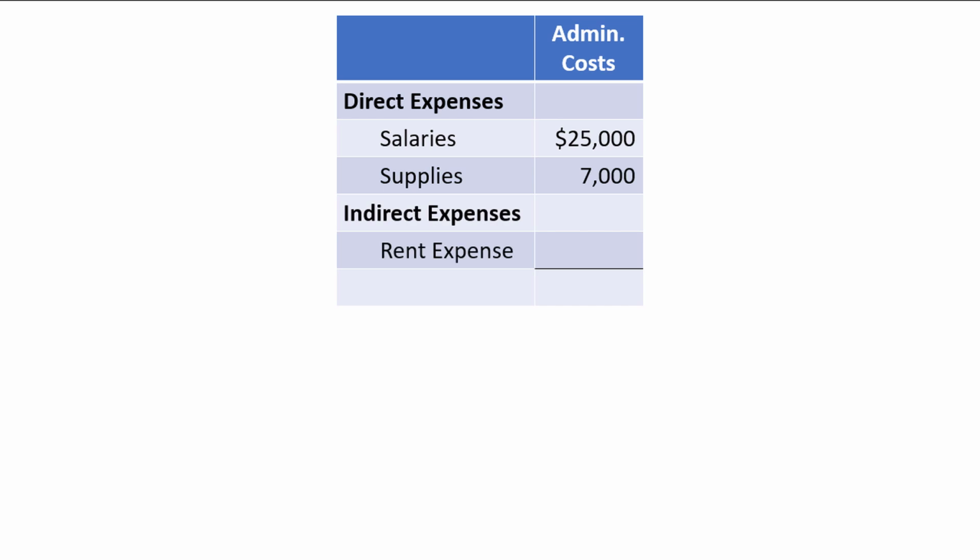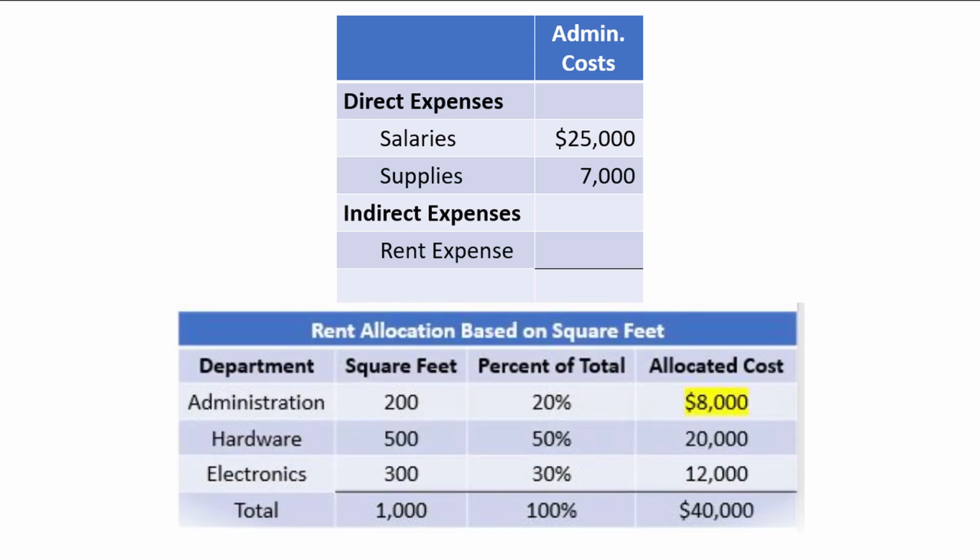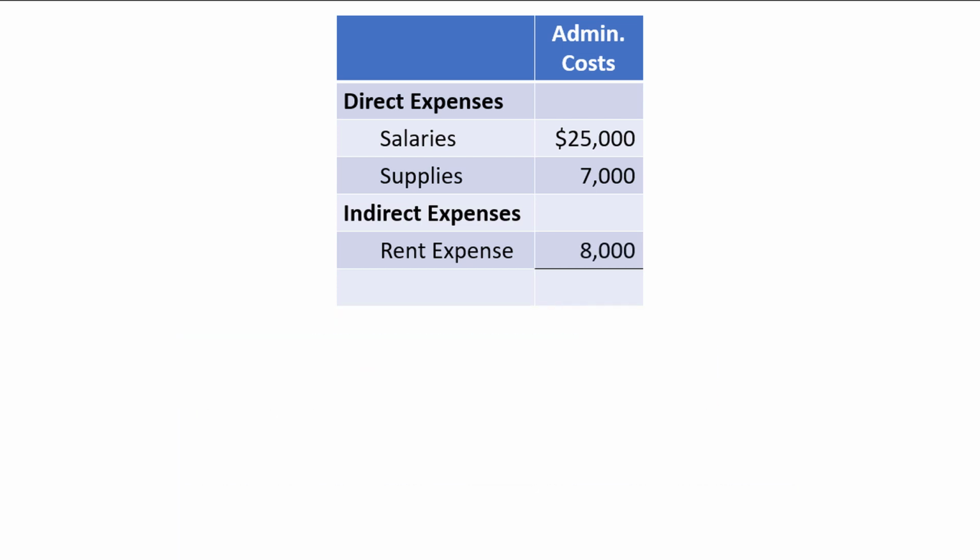But remember, we allocated some of the indirect cost of rent to administration, so we must include that here too. Looking back at our rent allocation table, we see that $8,000 of rent should be allocated to the administration department, so we can add $8,000 to our table of administration costs. Totaling up the administration cost, we get $40,000.